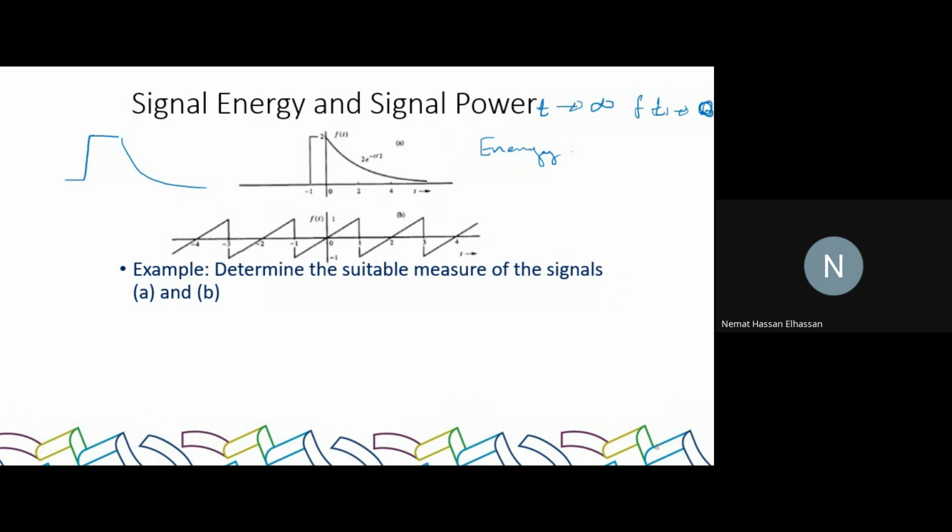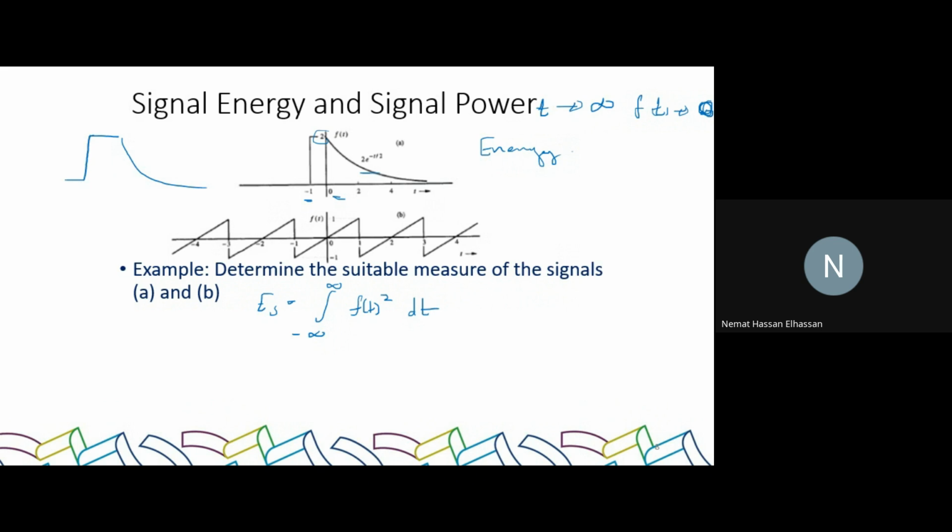Can you measure the energy of that signal? So I'll write here the rule. Energy of a signal is equal to the integration between minus infinity to infinity of the signal squared with respect to time. Now, if you look at the signal, it has two sections. From -1 to 0, it has a value which is 2. So from here to here, it's equal to 2, right? And then from 0 to infinity, it has a value which is 2e to the power minus t over 2, right?